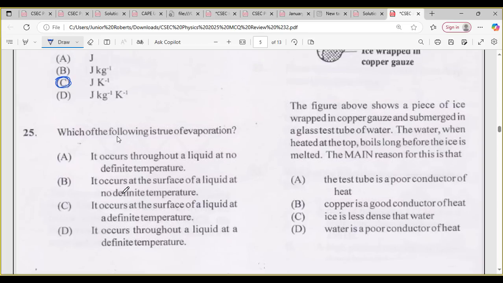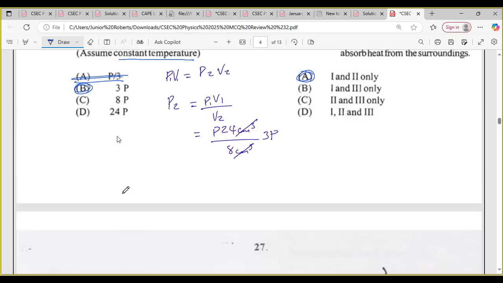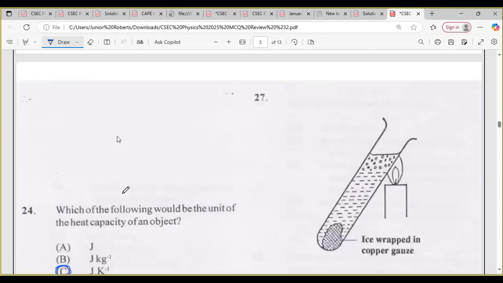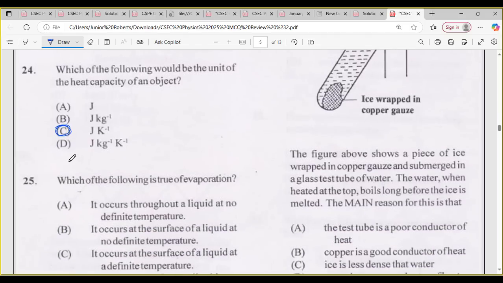Excuse me, sir. Yes. Can you go back to 23, please? 23, yes. All right, thank you. Yes, good. So 23 is that. 24 was C now.